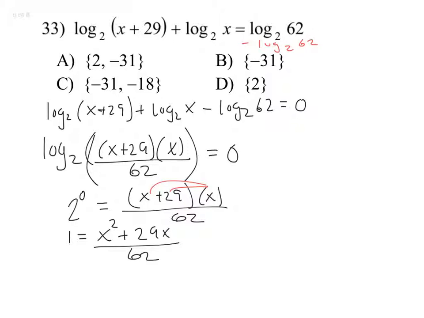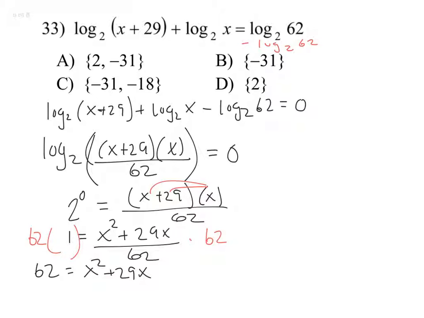I don't really want to get rid of that divide by 62, so I'm going to go ahead and multiply both sides of the equation by 62, and then we'll address some more things from there. So I get 62 equals x squared plus 29x. Okay, that looks a little bit nicer.